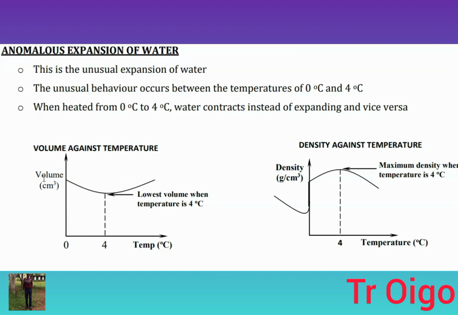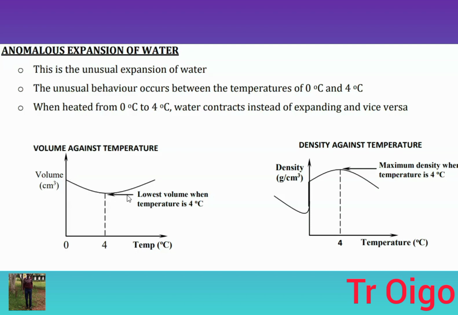Now, if we were to take this information and represent it in a graph, say, a graph of volume against temperature, we are going to realize that the volume of water between 0 to 4 degrees reduces, but after 4 degrees it starts again to rise. Now, this particular behavior where water is heated and, in the process of heating, instead of expanding, it actually contracts, that behavior is what we refer to in this case as anomalous expansion. And if we are to draw this graph of volume against temperature, then you are going to have a dropping volume until 4 degrees, and then it starts to rise.